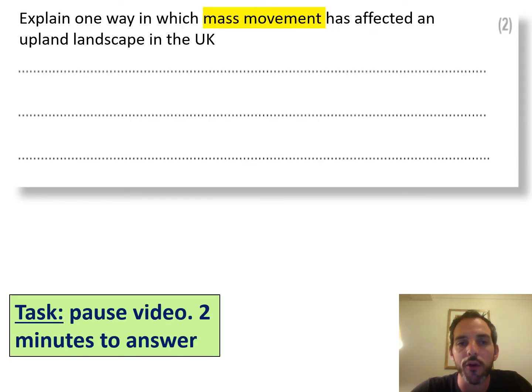Okay, what I'd like us to do here is to either talk about the first type of mass movement or the second that we've just talked about. If you want to go back, please do so. Again, it's explain one way. And the upland landscape is obviously the Lake District.